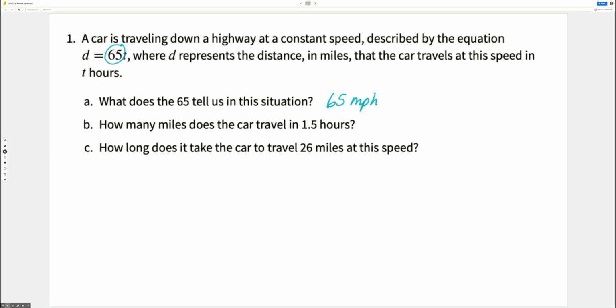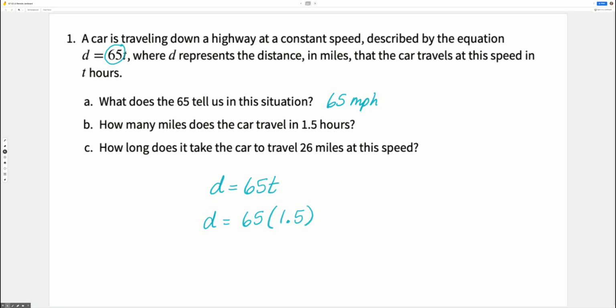So now we're being asked, how many miles can the car travel in 1.5 hours? And what I'm going to do is write down that equation again, d equals 65t, and t, don't forget, represents time. So instead of a t, I'm going to replace that with the 1.5. So I'm going to say d equals 65 times 1.5, because 65t means the same thing as 65 times t.